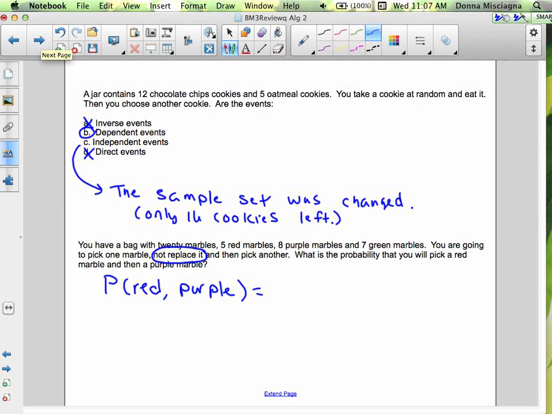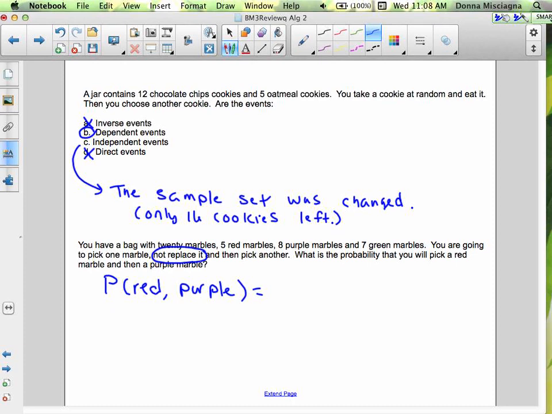Now there are a couple ways to figure out conditional probability, and they differ depending on the problem and how easy it is to figure out the new sample set. If you're taking something and not replacing it, we can just figure out the change in the sample set. It's easy enough to figure out, hey, we have one less marble and we have one less red marble specifically, and so we can solve it that way. And that's how we'll solve these where we have something happening without replacement.